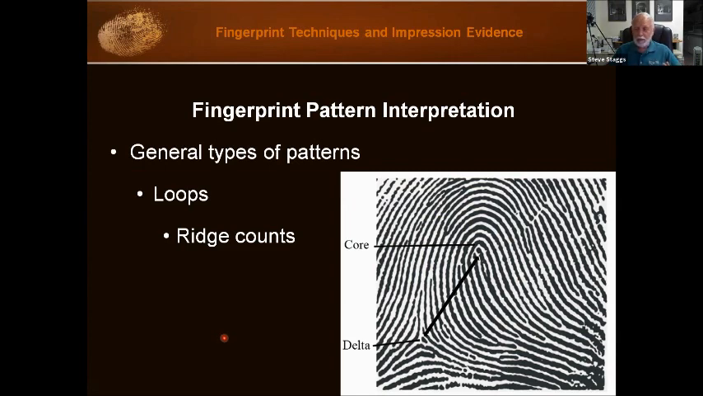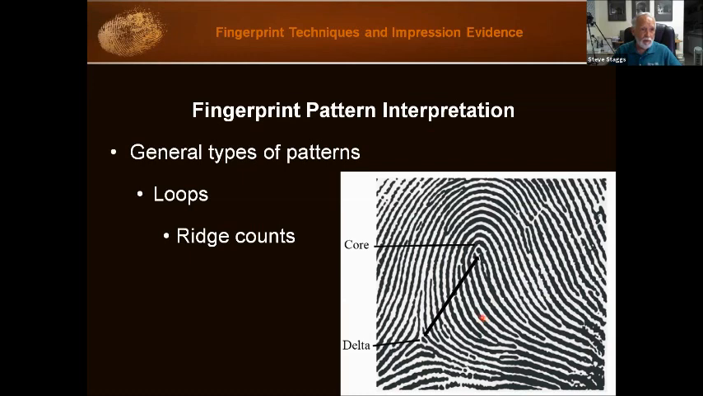The ridge count is done by placing an imaginary line between the delta, so here's the delta, and the core, and counting those ridges on that line. Now, typically when you're doing this, you have a fingerprint examiner's glass, something like this, and the fingerprint examiner's glass actually has in the bottom of it a line, and so you have that line right there in front of you. But in any case, each ridge that touches that imaginary straight line is counted, and the core and the delta are not.